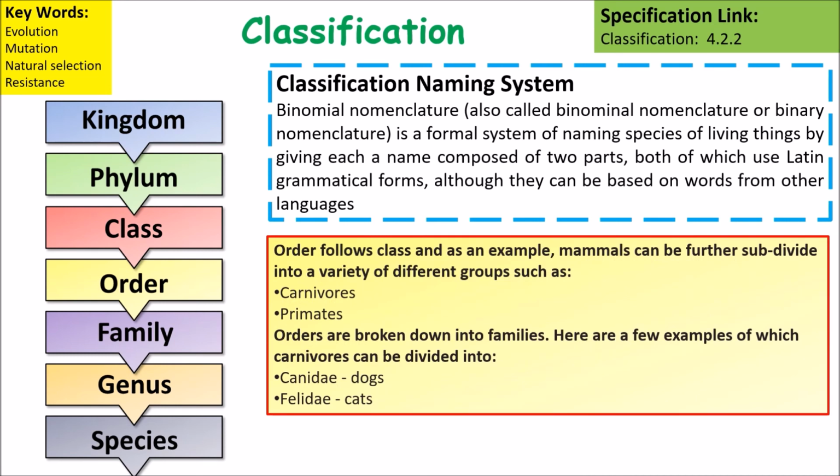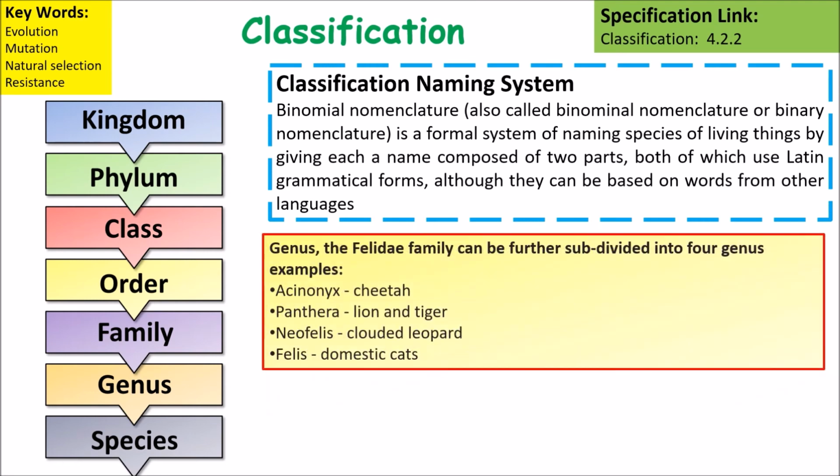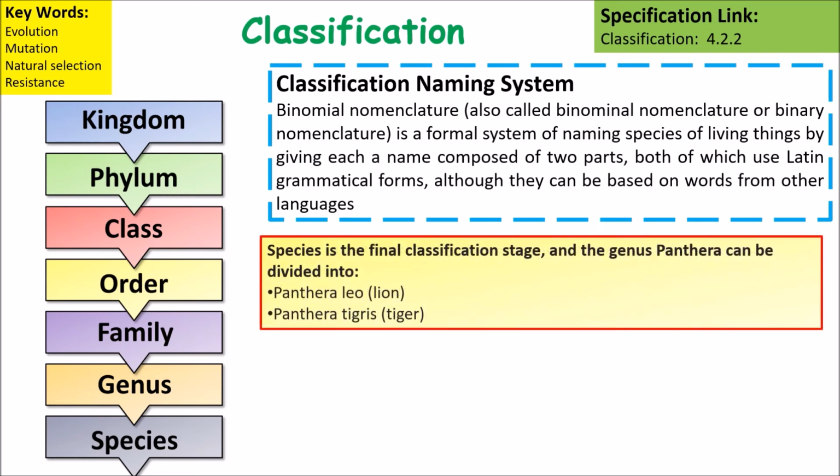The order further breaks this down. So a further subdivision for mammals could be to put them into carnivores and primates. The family and genus give us further detail. So the Felidae family can be further subdivided into 4 genera. And the species is the final classification stage, which gives us that final 2-part name.